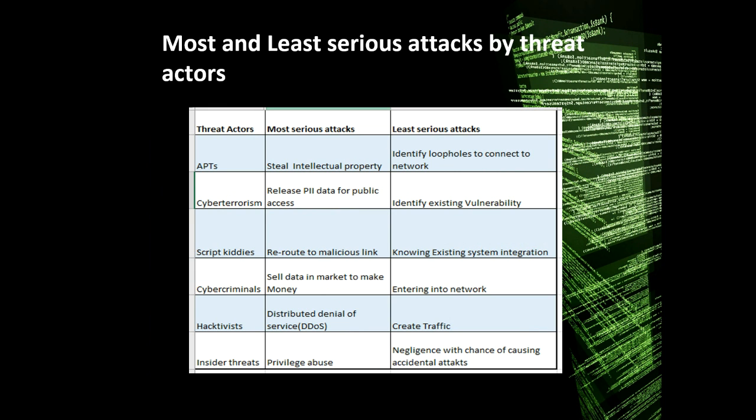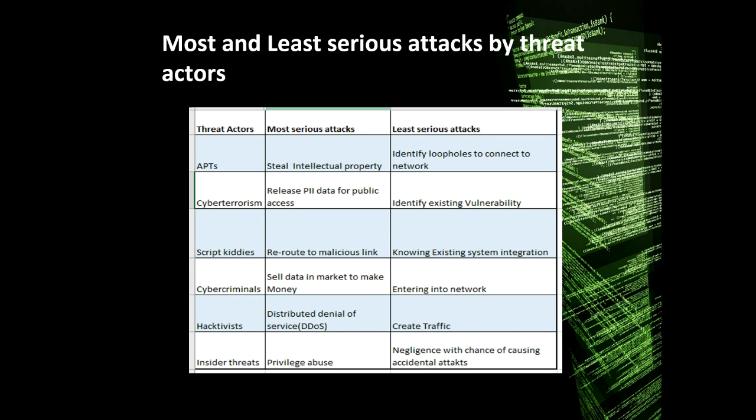Moving on, let's also see the most serious and least serious attacks performed by each of these actors. Taking the example of APTs, the most serious is stealing intellectual property, which is the strategy of our companies, for example. The least serious is when they identify a loophole in our system or find a way of connecting into our network. Cyber terrorism: when they steal PII data and leave it for public access, that violates HIPAA. Identifying an existing vulnerability is one of the least serious.